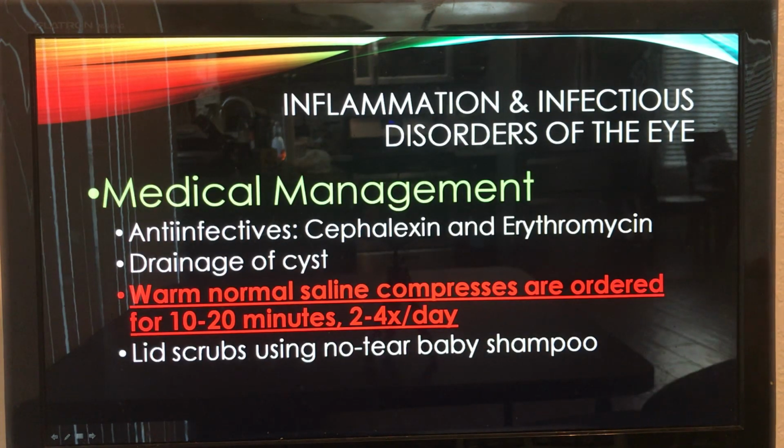So to help treat this, they can be prescribed cephalexin and erythromycin. Those are your anti-infectives. They can also drain the cyst. You can put warm normal saline compresses for 10 to 20 minutes, 2 to 4 times a day. And you can also do lid scrubs using no-tear baby shampoo. And that's really to help get out any of the crust or extra drainage that may be on the eyelids or around the eye.